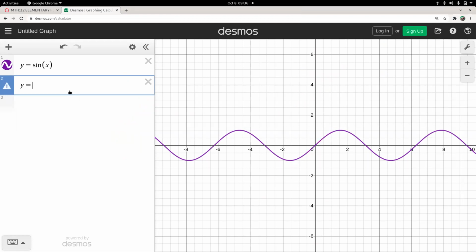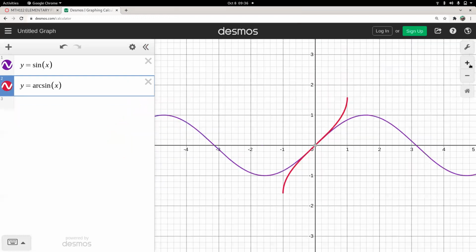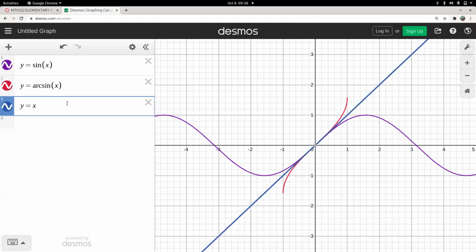y equals, and some computers it's ArcSine, some it's ASine, and I can't remember what Desmos does. I'm going to try typing ArcSine. Hey, it liked it, of x, and there it is. There's my cute little wave there, but only part of it. And if I put in there the line y equals x, I can see that the purple chunk up to its max and its min is symmetric around the line y equals x to my new red inverse function here, right? So can we highlight that one? There we go. So inverse sine.